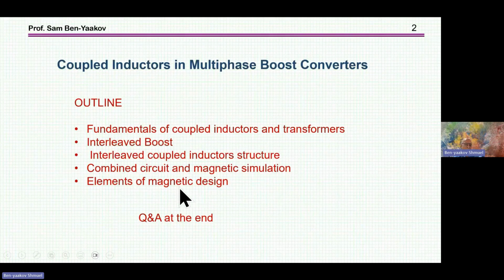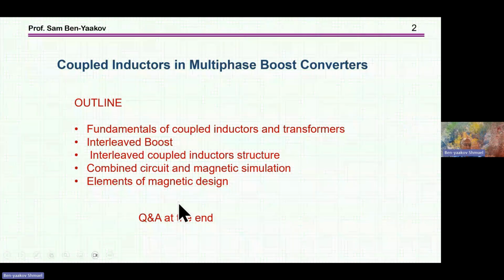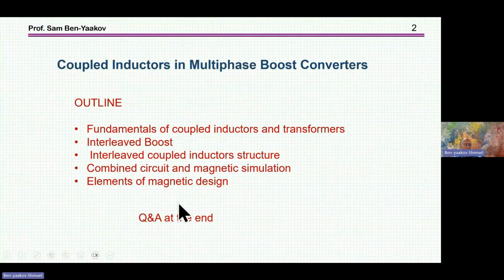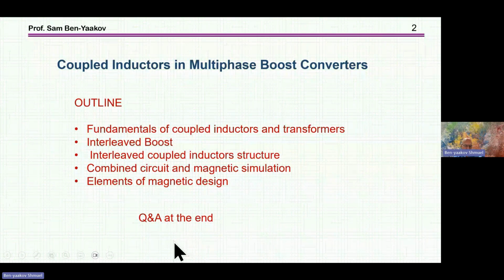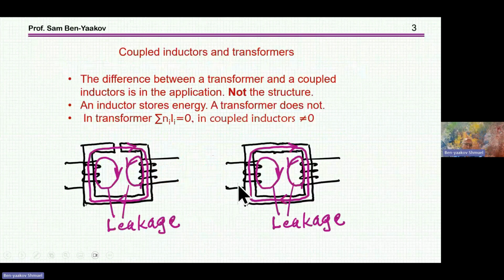Throughout this presentation, I'm going to talk a little bit about elements of the magnetic design of a coupled inductor, but obviously due to the time limit, I will not be able to go deeply into it. Now, as Kema said, we're going to have a question and answer session following the presentation, and there'll be ample time for questions.